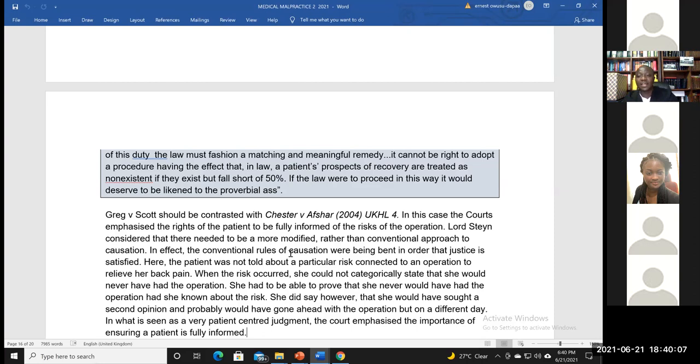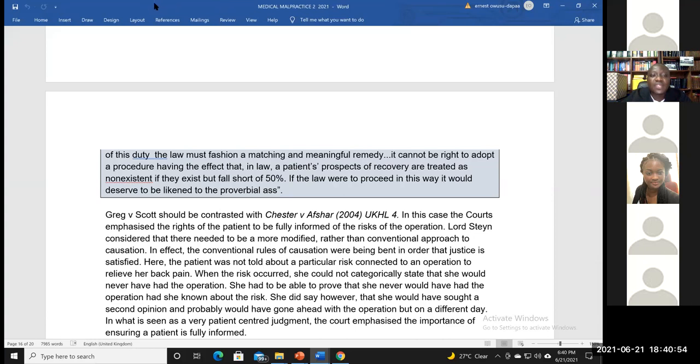If you remember the case of Sidaway, there was this debate as to what level of risk must the patient be told before the patient can be said to have given his or her full consent to a particular procedure, and so on and so forth. Now, Chester and Afshar came to say that the patient has the right to be fully informed of the risks of the operation. And by the way, last semester I asked you to read the case of Chester against Afshar.